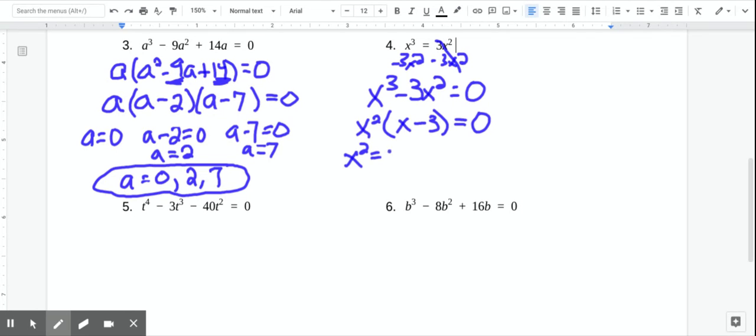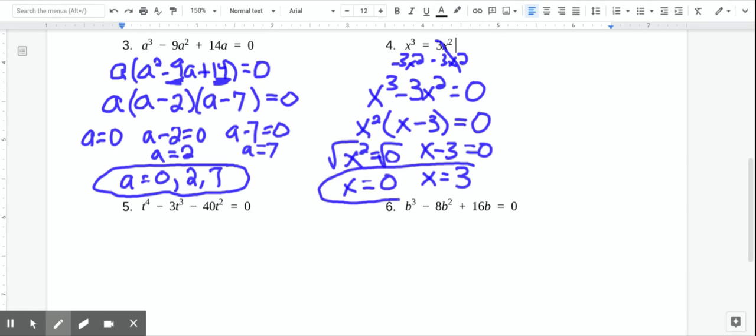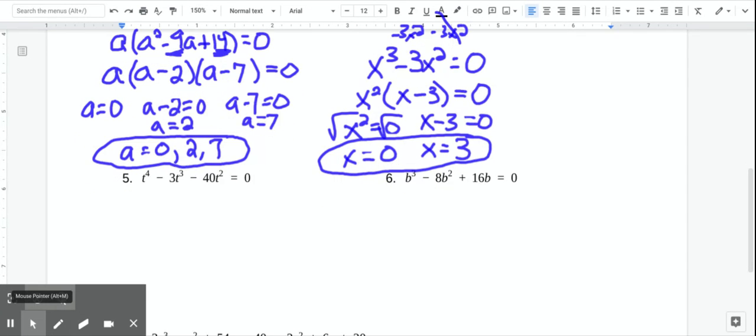So either x squared equals 0 or x minus 3 equals 0. Now I'm going to take the square root of both sides. When I introduce the square root, I need to do plus or minus, but plus or minus 0 is just 0, so it doesn't really matter. So I get 0 and 3, and those are my 2 solutions. All right, well, let's check out number 5 and 6.